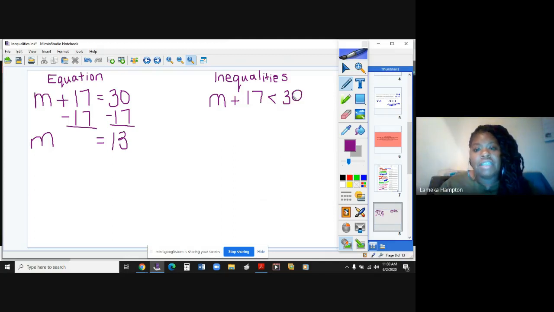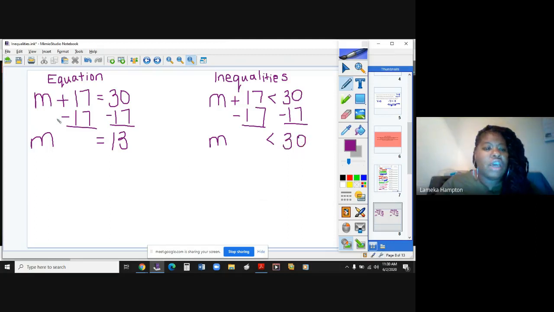I have m plus 17 is less than 30. So my question is, how do I solve this inequality? Well, you would solve the inequality the same way you would solve an equation. So I'm going to subtract 17 from both sides. When I do this, I am left with m is less than 30.